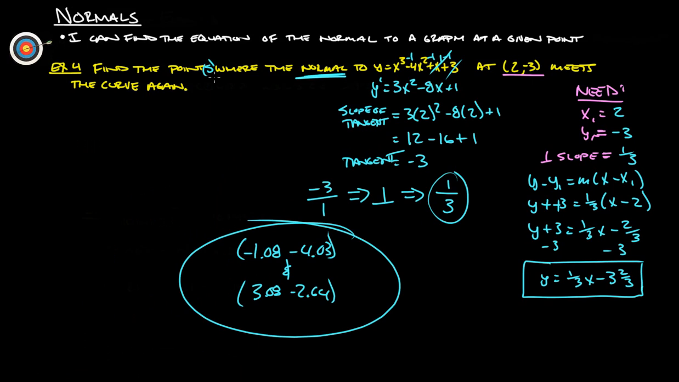And those are our 2 other spots. So this really should say points where the normal meets the curve again. It actually meets in 2 other spots there.